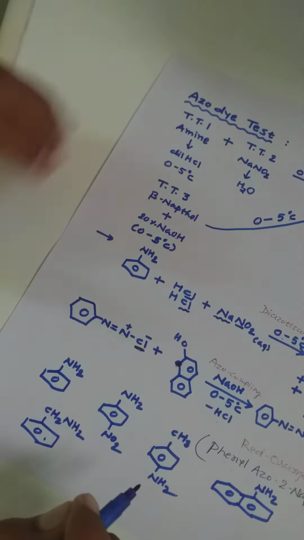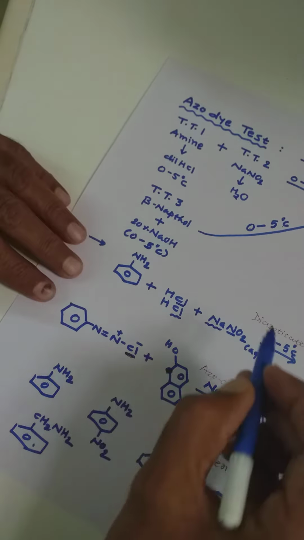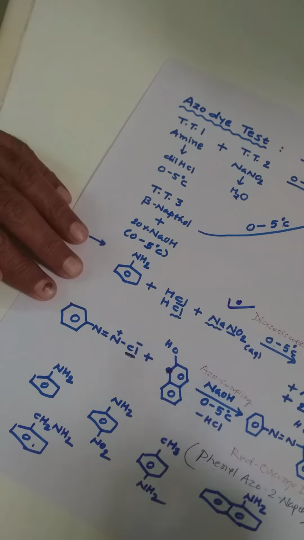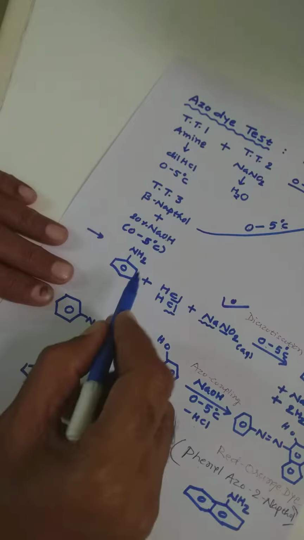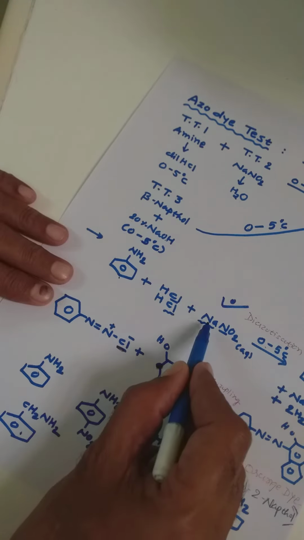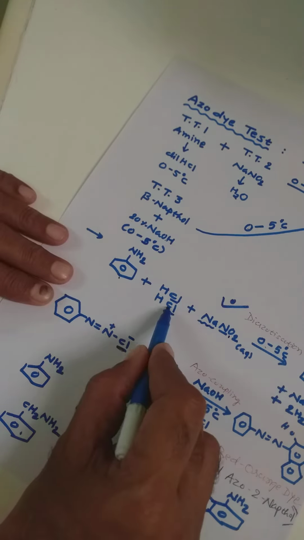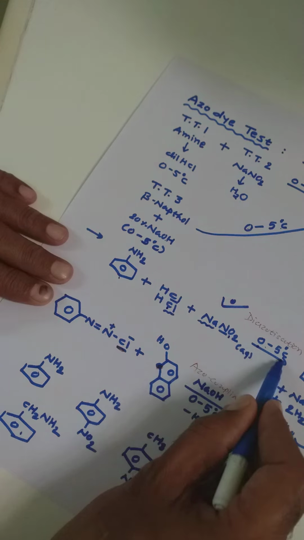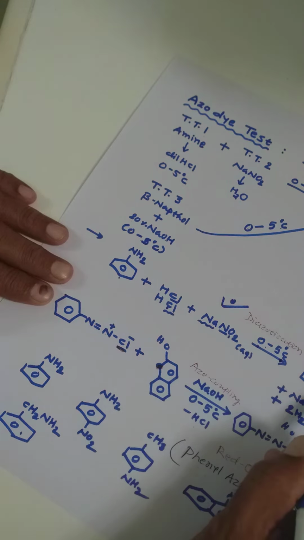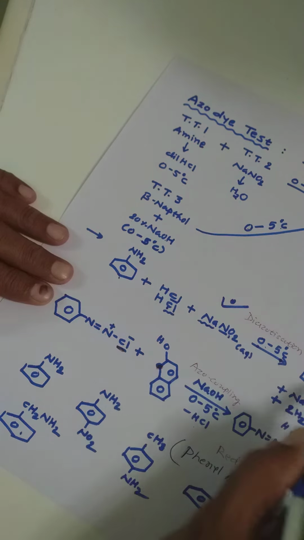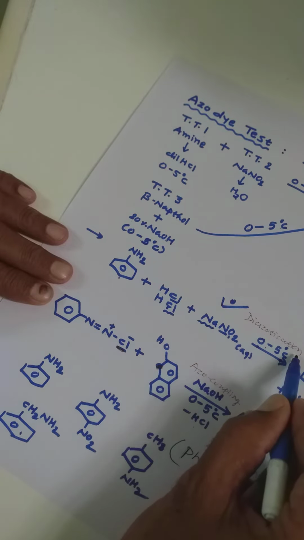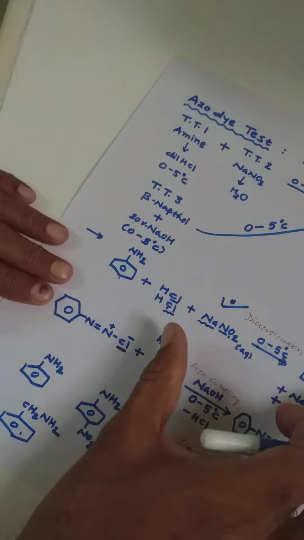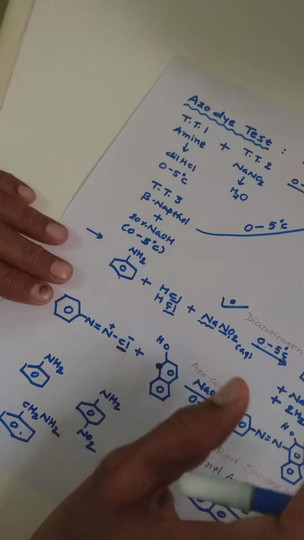Another question regarding this chemistry: what is the actual definition of the diazotization reaction? Very simple definition. A primary aromatic amine reacts with sodium nitrite and HCl at 0 to 5 degrees Celsius, and the resulting compound obtained is a diazonium salt. Such a chemical reaction is known as the diazotization reaction. Okay, simple.